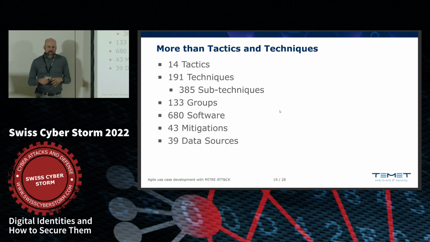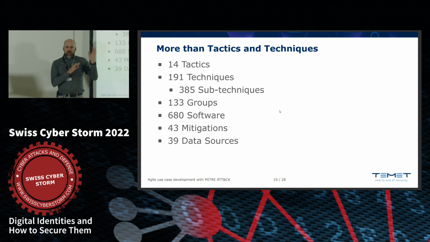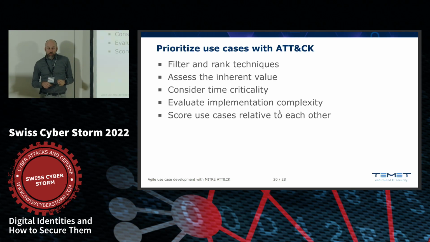But let's assume we have our use case framework and we have a list of use cases identified. And now the question is, how can we use MITRE ATT&CK to then prioritize those use cases? So first of all, what we need, and we assume we have that done at this point, is that every use case should be mapped to the MITRE ATT&CK techniques.